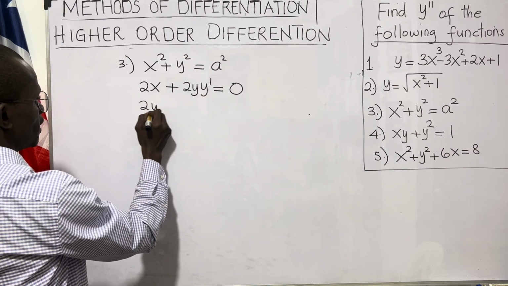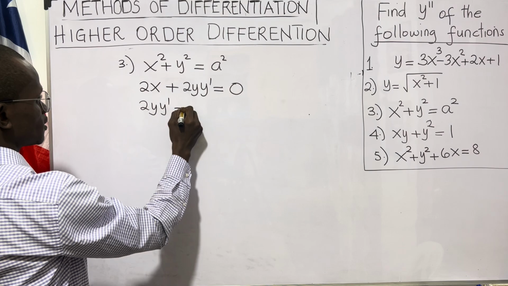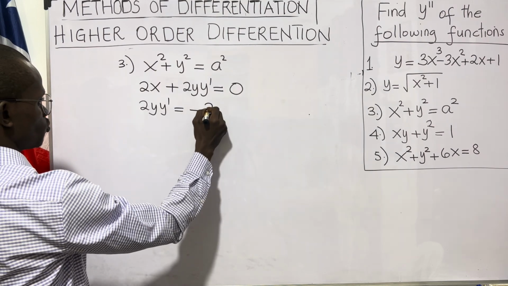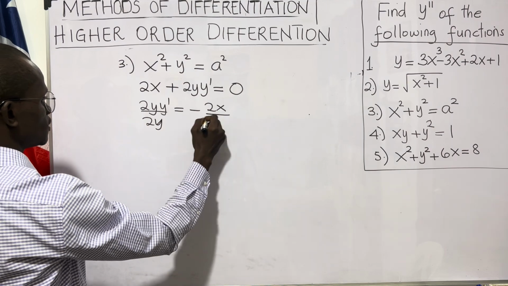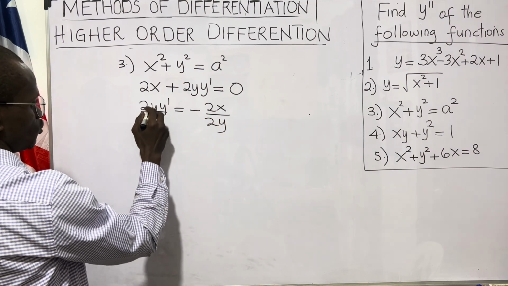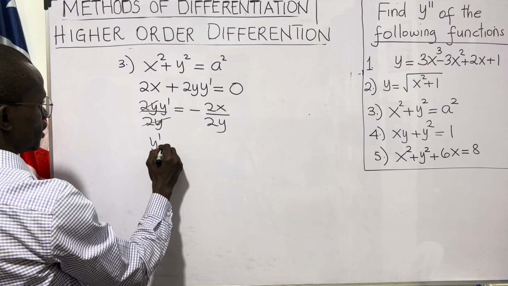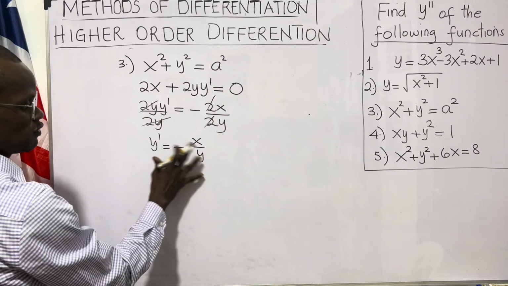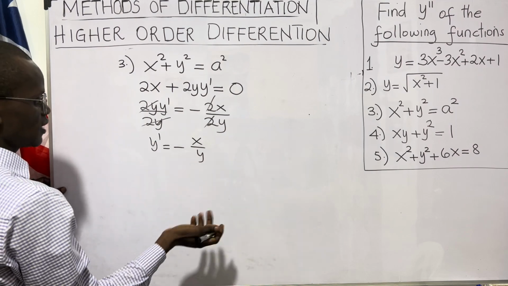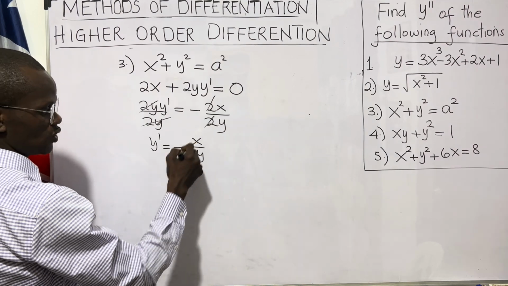So it's 2y y prime equals, send this one across, minus 2x. So we can divide both sides by 2y and by 2y. So we have y prime to be, 2 and 2 cancel, negative x over y. So this is the first derivative. Now we find the second derivative using the quotient rule.